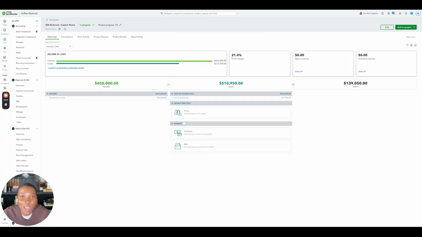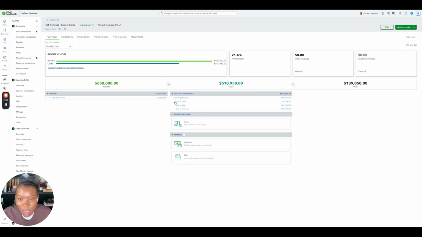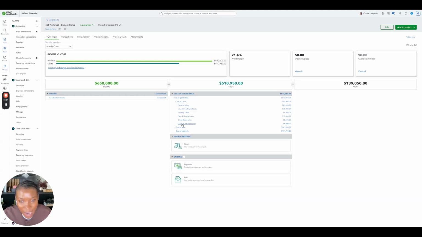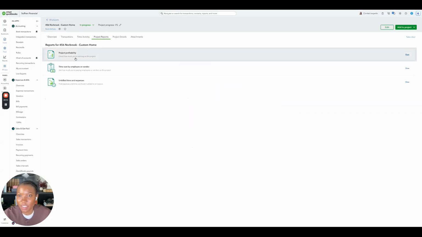Nice. Now we're back in our project 456 Norbrook, and we can see that our costs have increased, and as a result, our profit has gone down since we've included those cleanup and punch expenses. So let's drill into our cost of goods sold and cost of labor. Previously we didn't have cleanup and punch, but we created the account, we created the service, we linked those two, and we categorized the expenses, and now we have them showing up in projects. Let's take a look at our project profitability report.